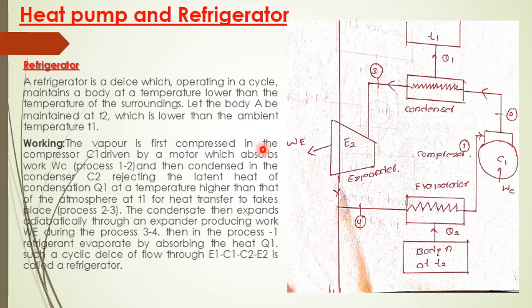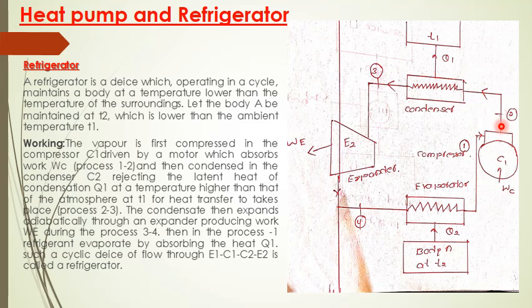The vapor is first compressed in the compressor C1, driven by a motor which absorbs the work WC in the process 1 to 2. This is the compressor. Here the compression of refrigerant takes place. In order to compress the refrigerant we need to supply energy. So this compressor is coupled to a motor, and in order to run the motor we need to supply the work.